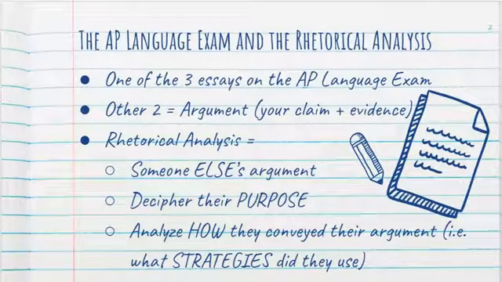The rhetorical analysis is one of the three essays in the AP language exam. The other two are argument pieces, which again is what you're used to writing. The rhetorical analysis is very different. Instead of making an argument about a topic and then providing evidence, you're going to be looking at someone else's argument, decipher what their purpose was within that argument, and then analyze how they conveyed that argument. In other words, what strategies did they use in order to get their purpose across to a specific audience?